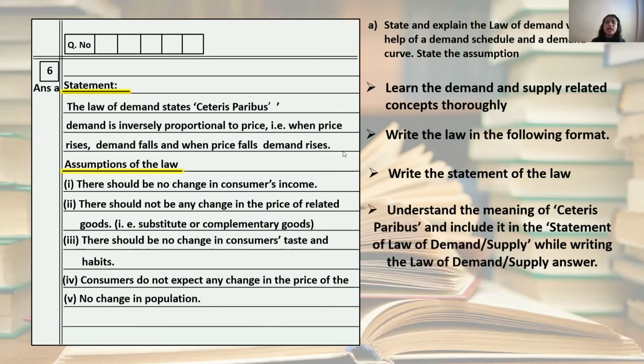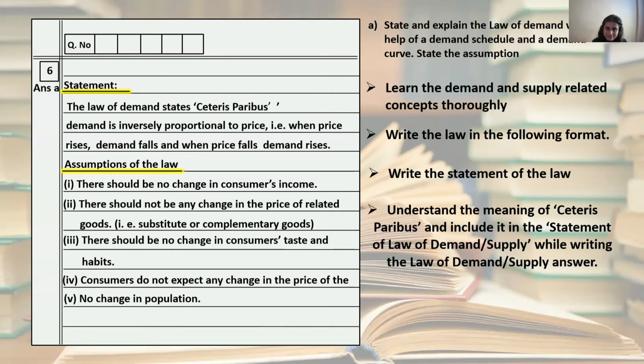Now, students, it has been noticed that students get confused between the demand and the supply concepts. They tend to make mistakes while drawing the demand curve and the supply curve. So please, when you're studying, understand the demand curve and supply curve, and understand why each of them functions differently.